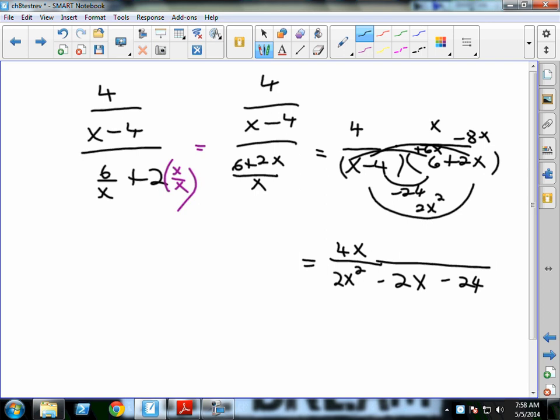So if I look at that, I'm thinking to myself, that's not finished just yet because the denominator, 2x squared, 2x and 24, I could factor a 2 out of all that. So what I've got is 4x over 2 times x squared minus x minus 12. And I can reduce this 4 with this 2. The 2 is going to become a 1. The 4 is going to become a 2. So my final answer here ought to be 2 over, and then that denominator actually factors into x minus 4 and x plus 3.